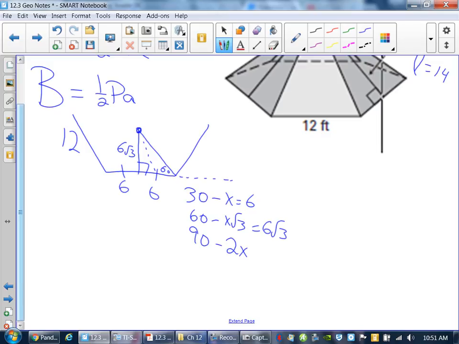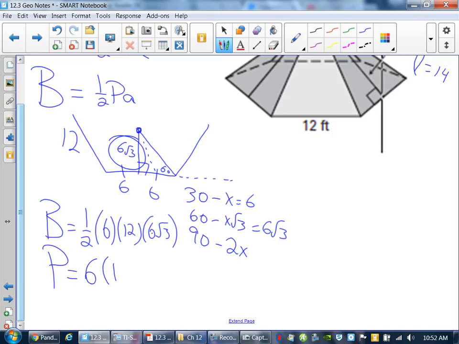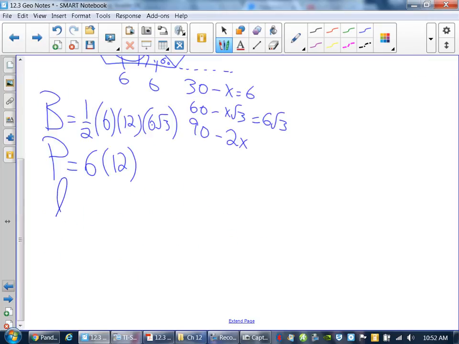Okay. So you start piecing this together. Your big B is 1/2 perimeter, which is 6 sides of 12. Apothem, 6 root 3. That gives you big B. Perimeter, we just wrote that down. 6 sides of 12. The slant height we got from the diagram. It told us it was 14.